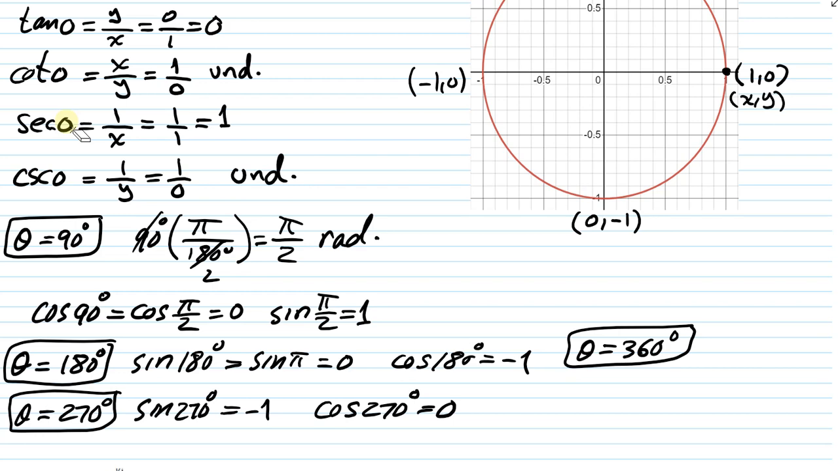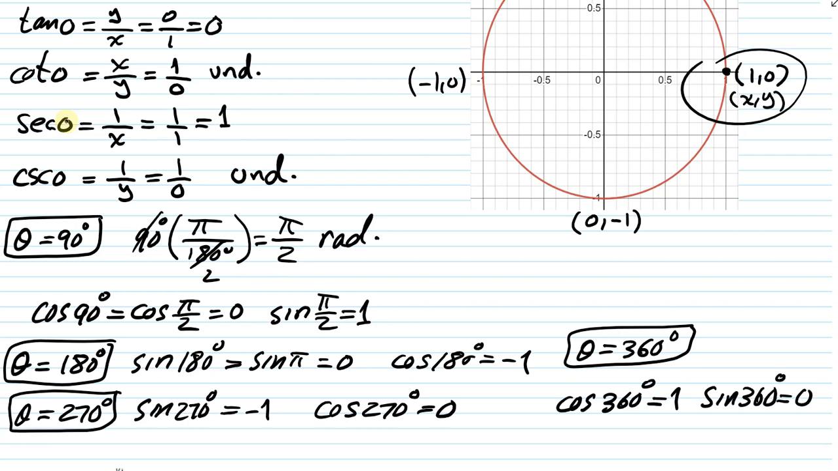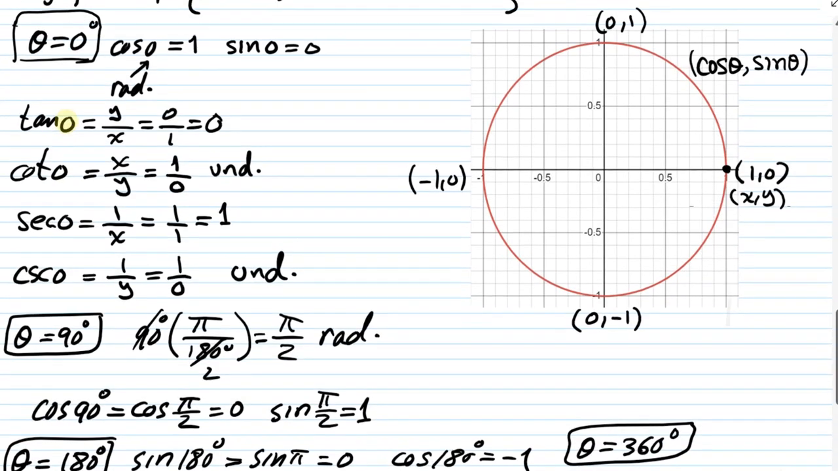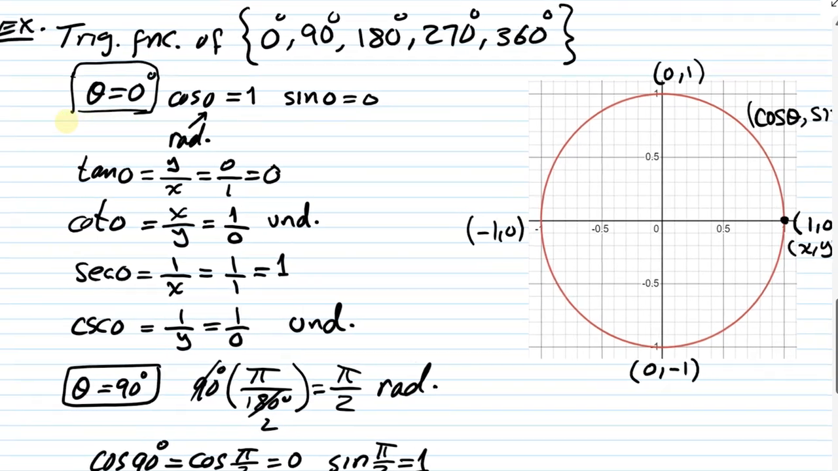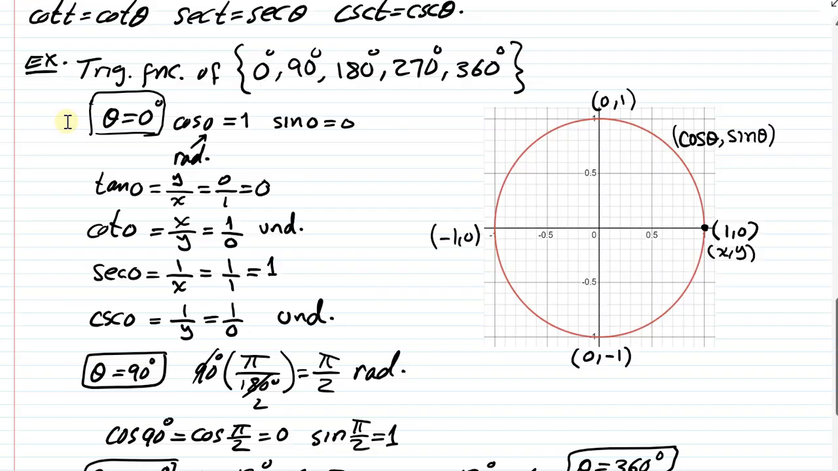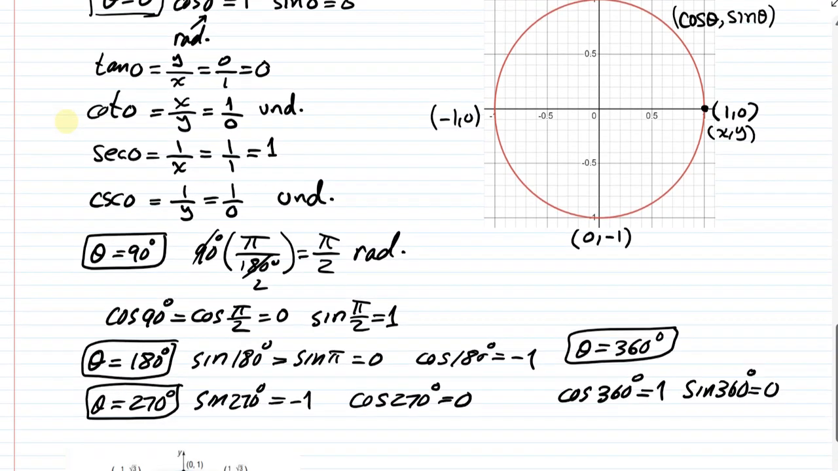Okay, so for cosine 270 degrees, we did it. At 360 degrees, you're back in here. Therefore, cosine of 360 degrees is the x, and sine of 360 degrees is the y component. And there you have it. Again, I want to emphasize that you don't need to memorize these. You simply do these by working them off of the circle.